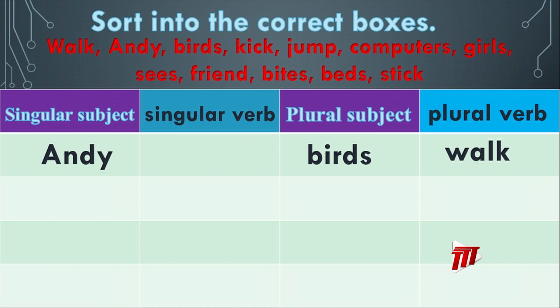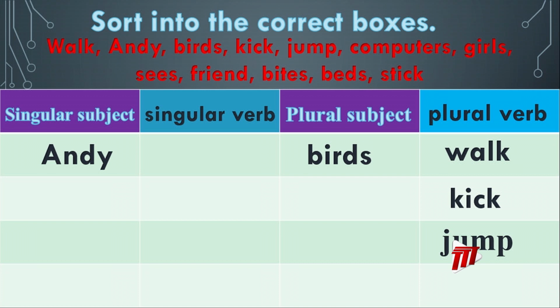Then we have kick. Where do you think kick would go? So kick will go as our second plural verb, right? So no S, lacks the S at the end, that makes it the plural in this case. So we're using the rule and we're going through it. We have jump. So jump will go another plural verb, right? No S, it will be used with a plural subject, which, as we know before, has an S at the end in most cases.